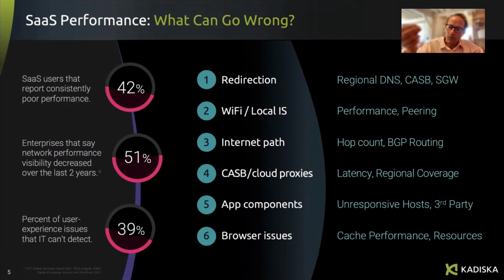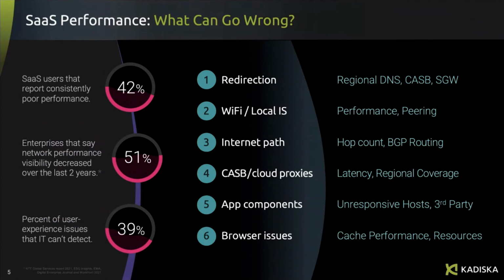So for example, when you connect to your SaaS, you are redirected based on what the SaaS provider assumes is your location and what it assumes the closest node is, and that can go wrong. For example, if you connect to a CASB, like Zscaler, you are located in one place, but maybe you are going to end up being redirected into another place.